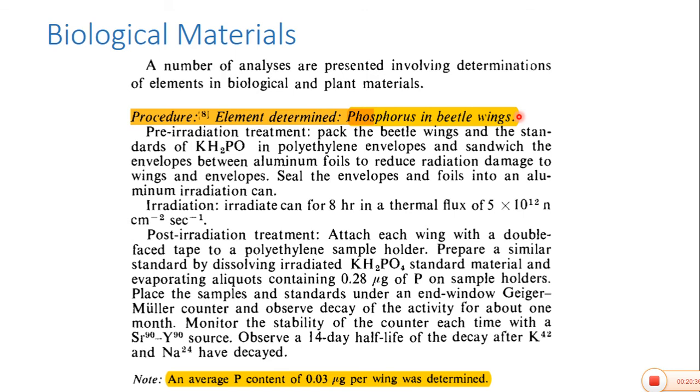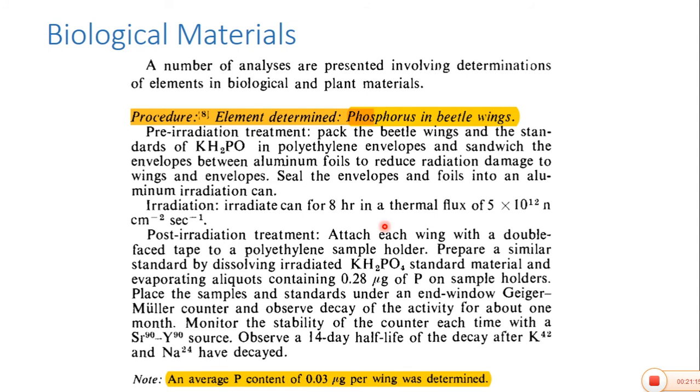Then you have to irradiate it. In the irradiation process, what type of flux and how long the neutron bombardment is required? If we see here, there is an irradiation can for 8 hours in a thermal flux of 5 x 10^12 neutrons per centimeter square per second. So this is a neutron flux for 8 hours. This is required in order to determine elements in the wings, like phosphorus and vitamins. So this type of flux is required.